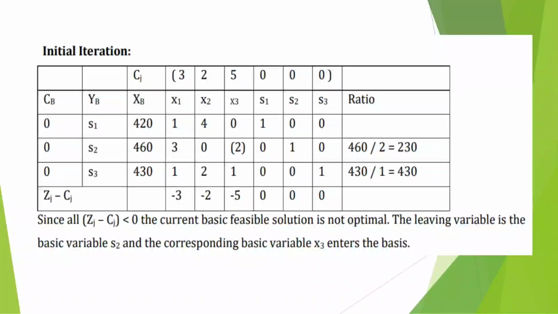Before that we have to find the theta value. That is the ratio of the XB value divided by the corresponding x3 column value. First we find the entering variable, the most negative value, which corresponds to x3. So this is the pivot column, and we divide 460 by 2, that is the first ratio theta, which is equal to 230. Next one is 430 by 1, which is equal to 430. Among these we choose the smallest value, that is 230. So we have determined the pivot element as 2.